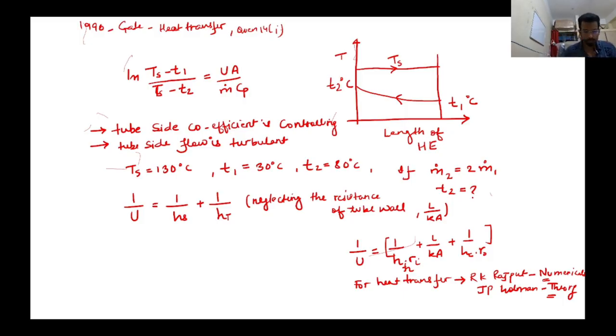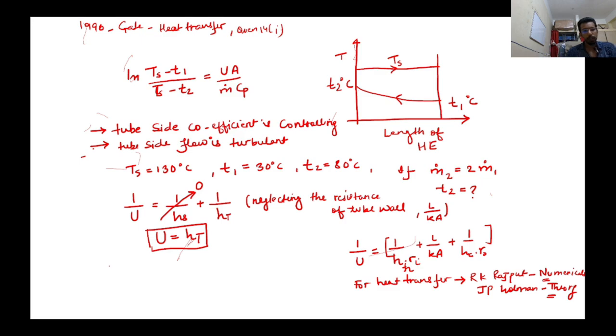So coming back to the question. It is saying that the tube side coefficient is controlling. That means HS is very high and 1 upon HS will be 0. So since the tube side coefficient is controlling, HS is very high, so 1 upon HS will be 0. So U is equal to HT. If it is written in the question that the shell side coefficient is controlling, that means HT is very high and 1 upon HT is 0.